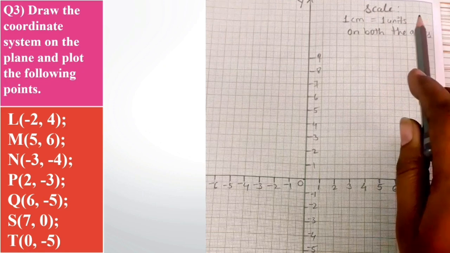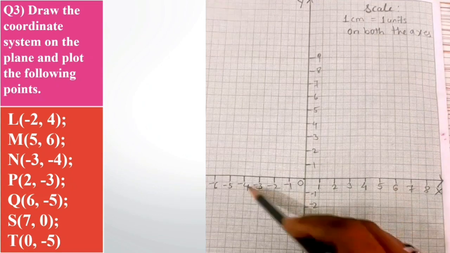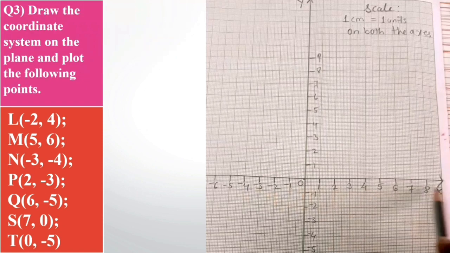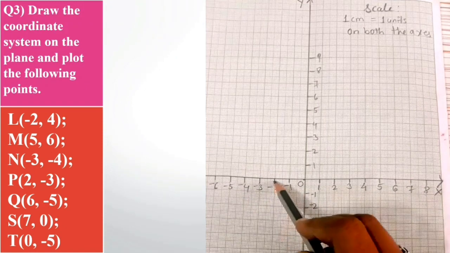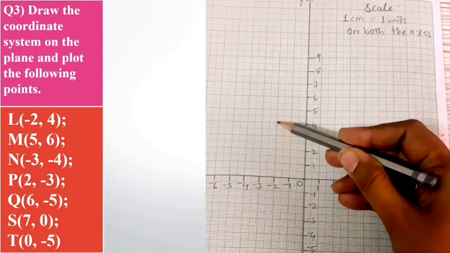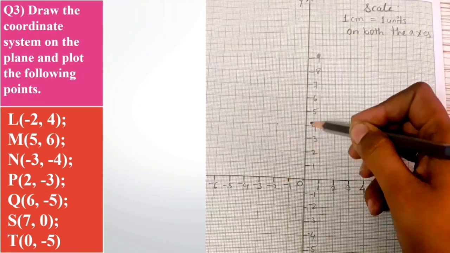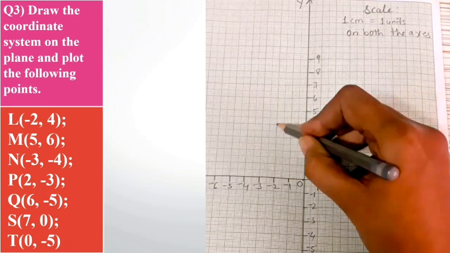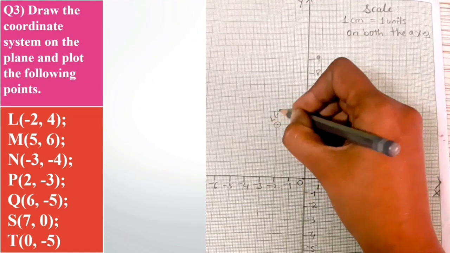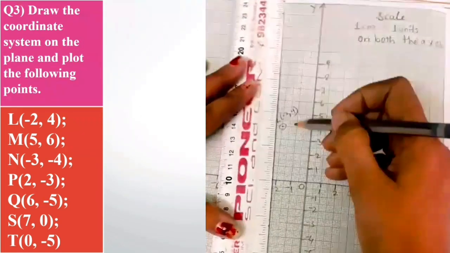So first of all we will plot the point L, which is given -2 and 4. -2 is the value of the x coordinate, so -2 is here, and the y coordinate is 4. Where does the intersection of these come? The point is here, -2 and y coordinate +4 here. This is our L, -2 and 4. Here we will draw the line.